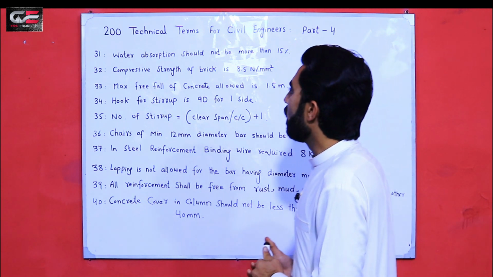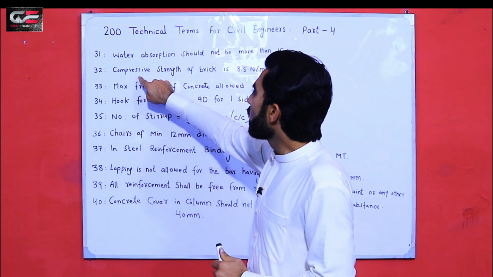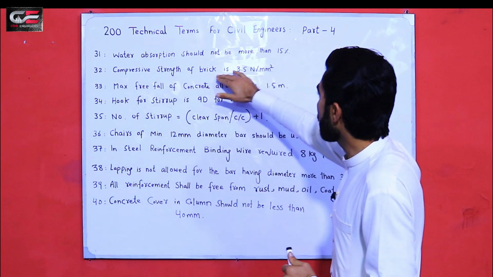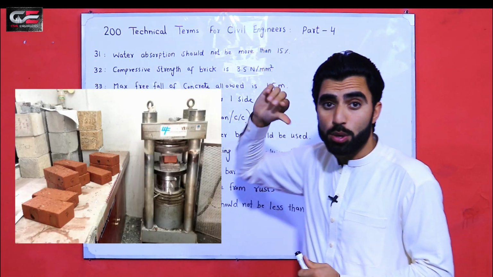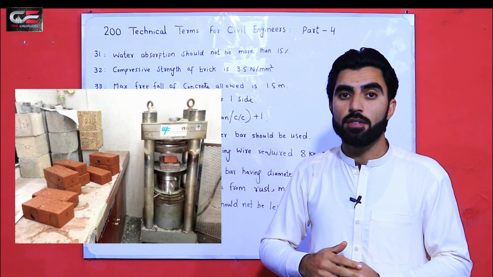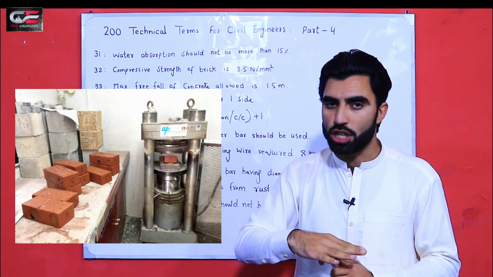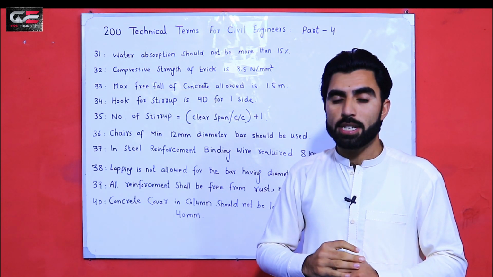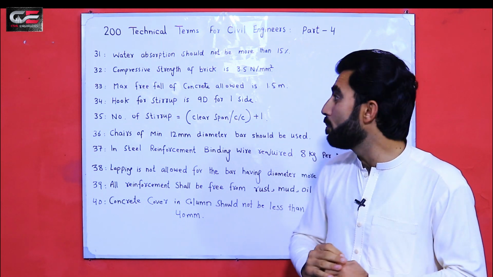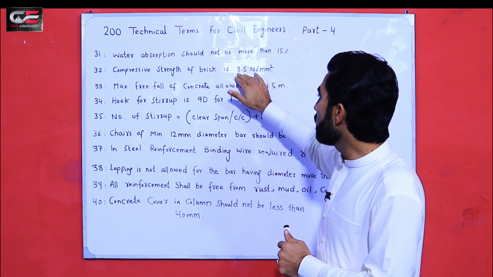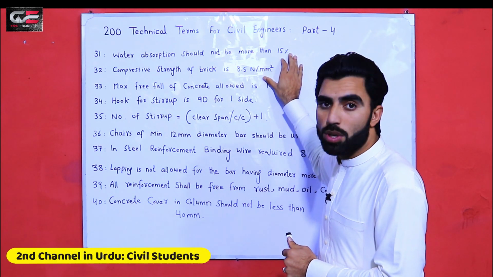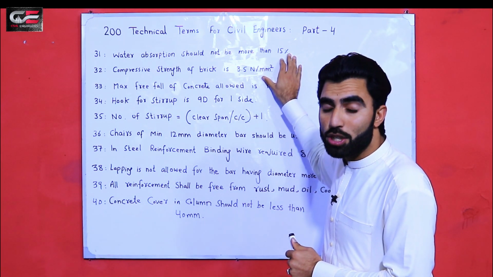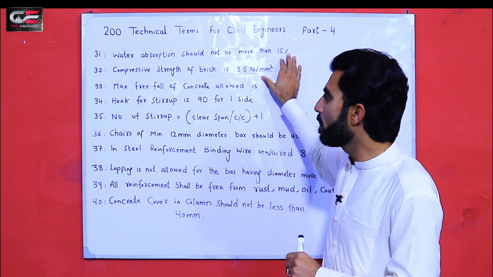The term number 32, compressive strength of first class brick is 3.5 Newton per mm square. When we check the compressive strength of brick in the compression machine, the compressive strength of brick should not be less than 3.5 Newton per mm square for first class brick.